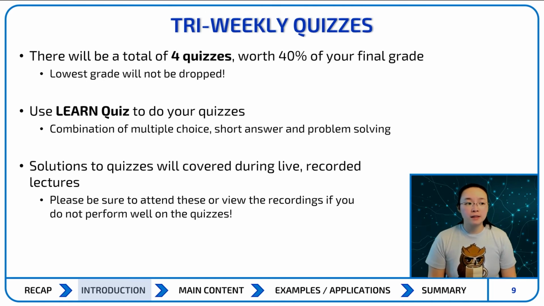Afterwards, we have quizzes. So there's a total of 4 quizzes, each one's worth 10%, so a total of 40% of your final grade. Once again, lowest grade will not be dropped, so everything counts. We're going to be using Learn's quizzing platform to do the quizzes, so there's going to be a combination of conceptual multiple choice questions, as well as potentially 1 or 2 small math-based questions where you actually have to write out the solution, take a picture, and upload it to Learn.